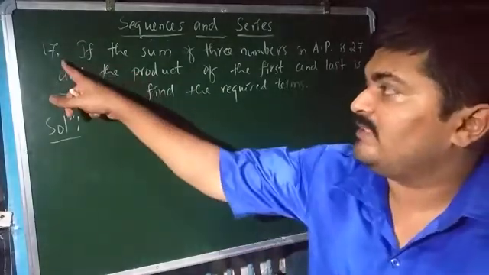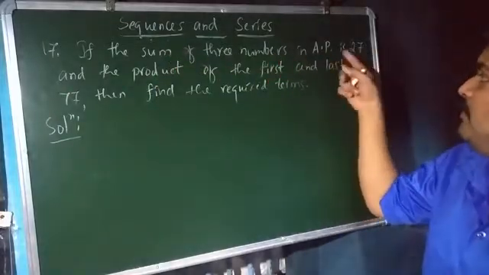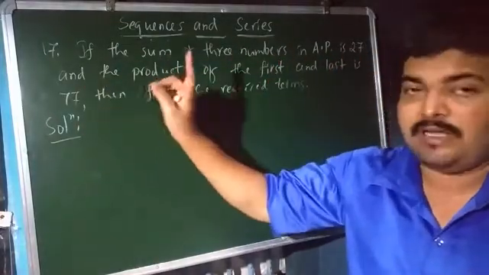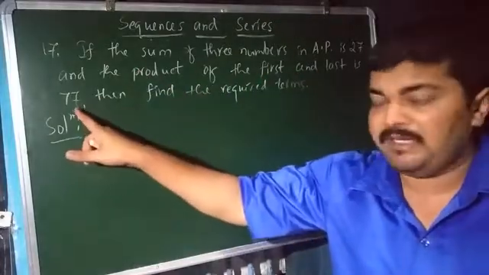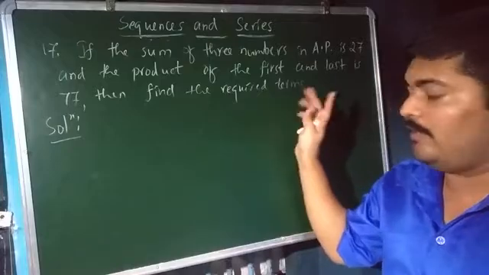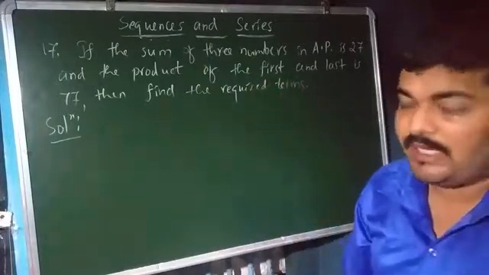Problem number 17 states that if the sum of three numbers in an AP is equal to 27 and the product of the first and the last term is equal to 77, then your task is to find out the required terms of this particular AP such that these conditions hold.